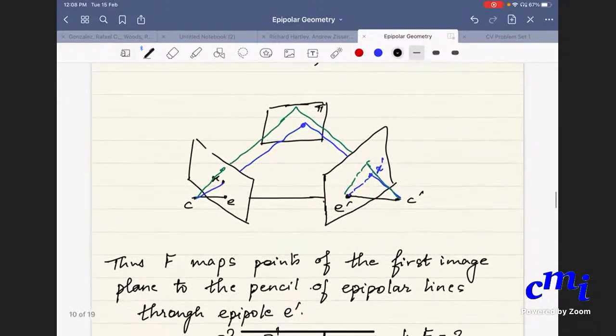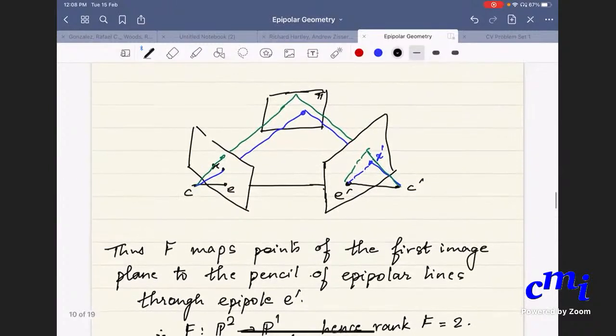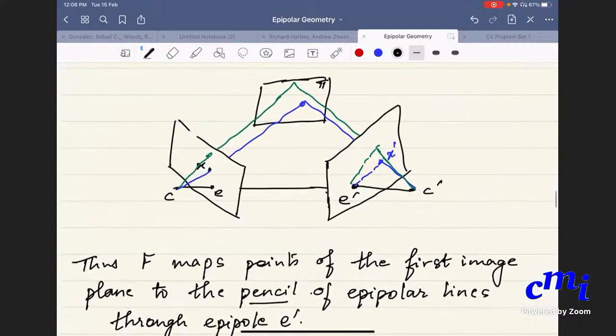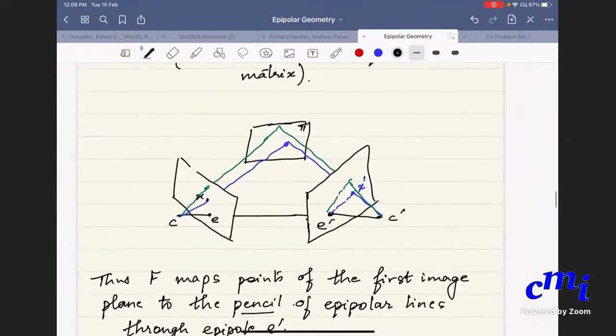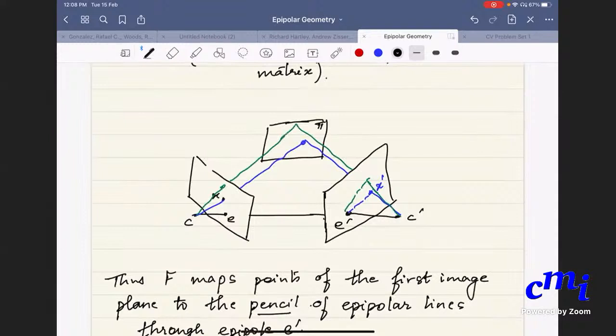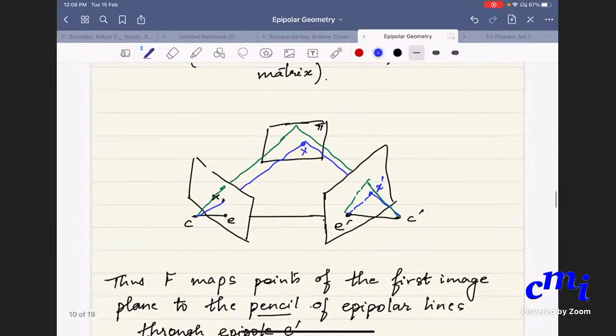Okay, so here, I think there was also one more piece of terminology that I introduced. The blue lines and the blue points correspond to images of one scene point, capital X, in the two cameras. So you could have another point, say, this is x1, and another point x2, and the green lines correspond to that.